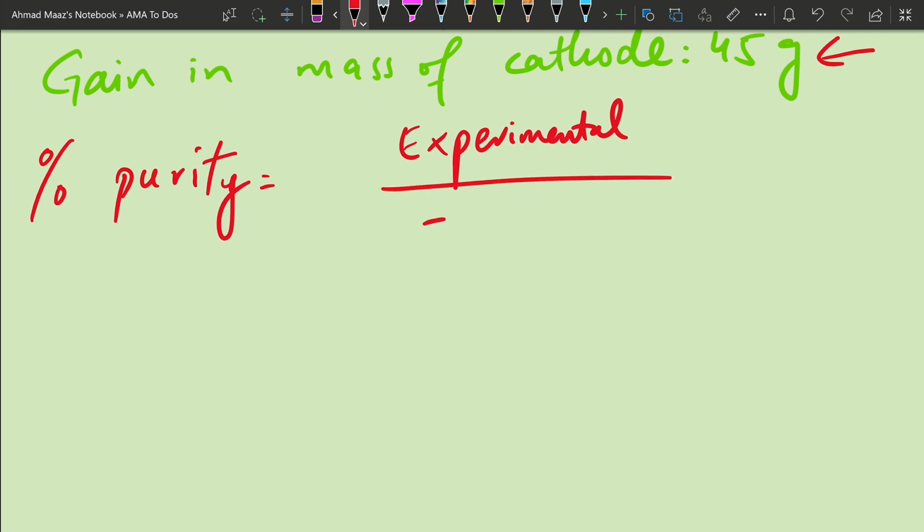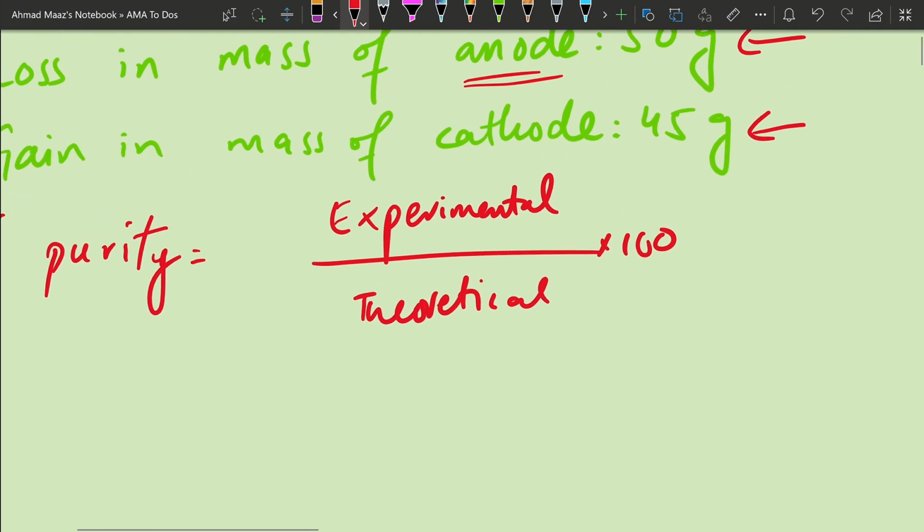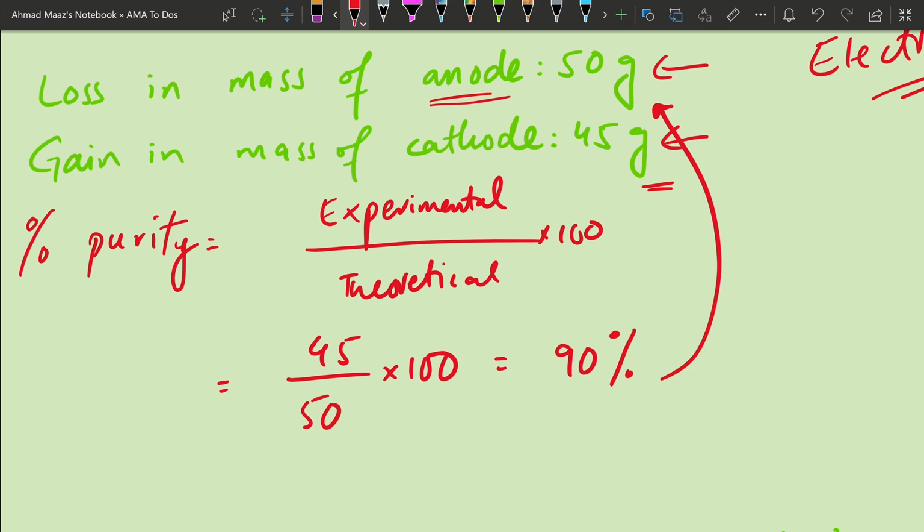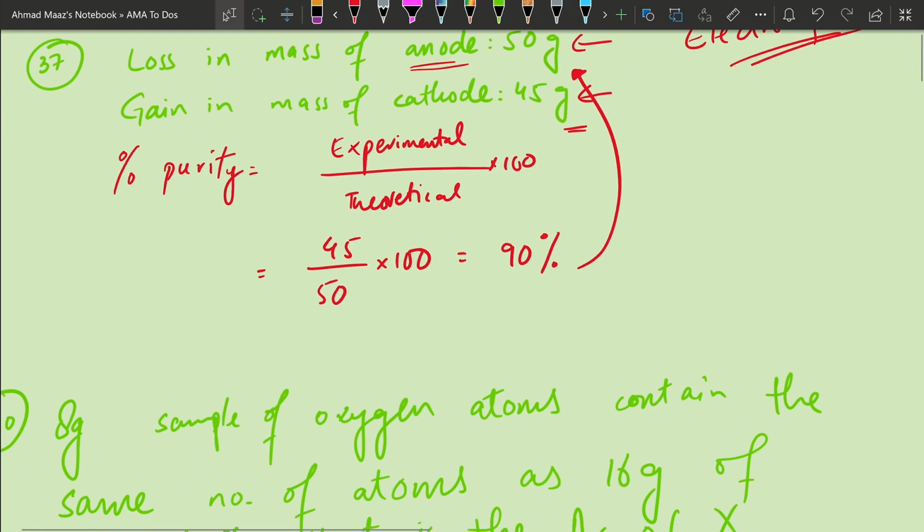Experimental value upon theoretical value times 100, and in this case the experimental value is 45 grams because that is what we obtain. Alright, we get 45 grams at cathode, whereas ideally it should have been 50 grams, times 100. You do this calculation and you will get the percentage purity. 45 upon 50, that's 90%. Alright, so your anode was 90% pure. The rest, these 5 grams, were impurities in it. I hope it made sense.